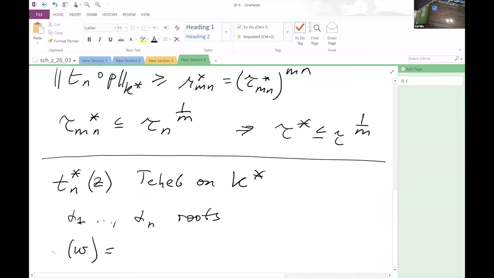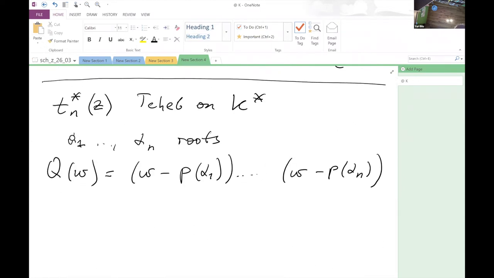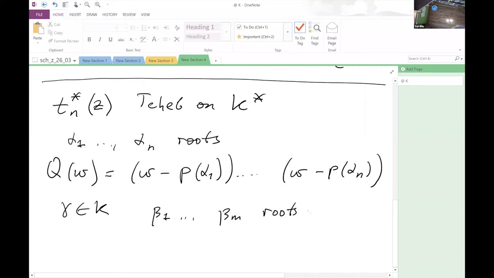Capital Q of W as W minus P of alpha 1, up to W minus P of alpha n. And we have seen that if gamma is some point in K and beta 1, up to beta m are roots of P of W minus gamma, then these beta 1, up to beta m, just by the definitions, belong to K star.